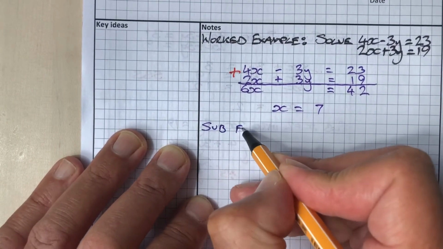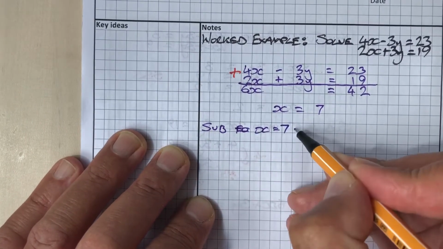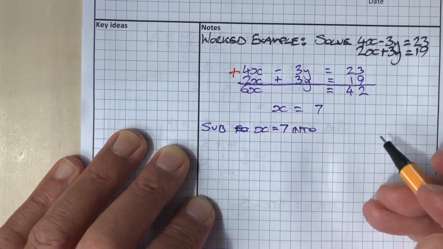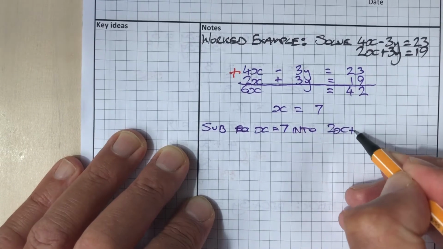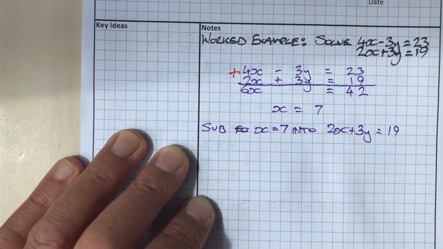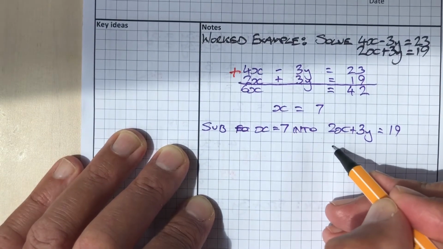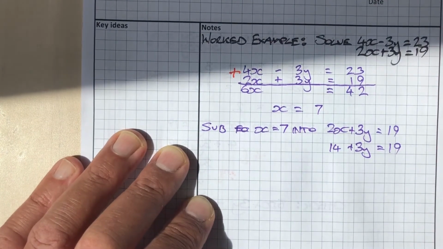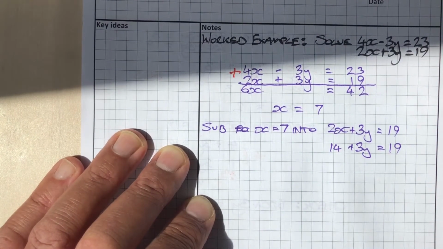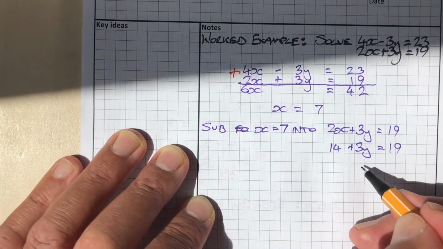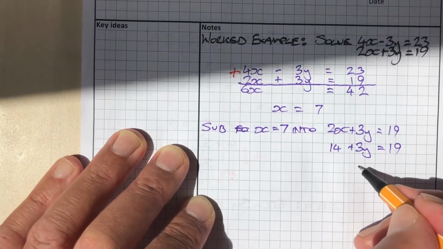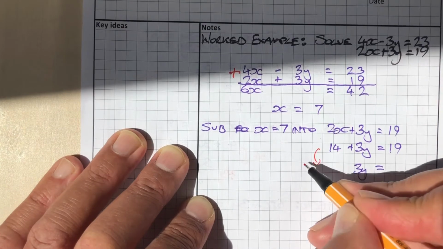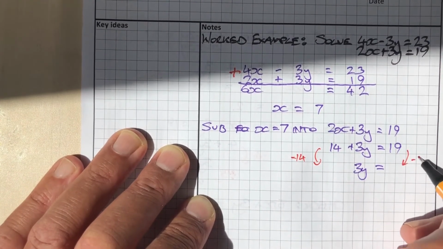Okay, now what? Same as before. Substitute x equals 7 into, go for the easier one. That's the one with all the positives, no negatives. So 2x add 3y is 19. What does that give us? Well, 2 lots of 7 is 14. So 14 add 3y is 19. A number times by 3 and add 14 makes 19. Well, I want that number on its own. Okay, so get rid of the add 14. How? By subtracting 14 from both sides.